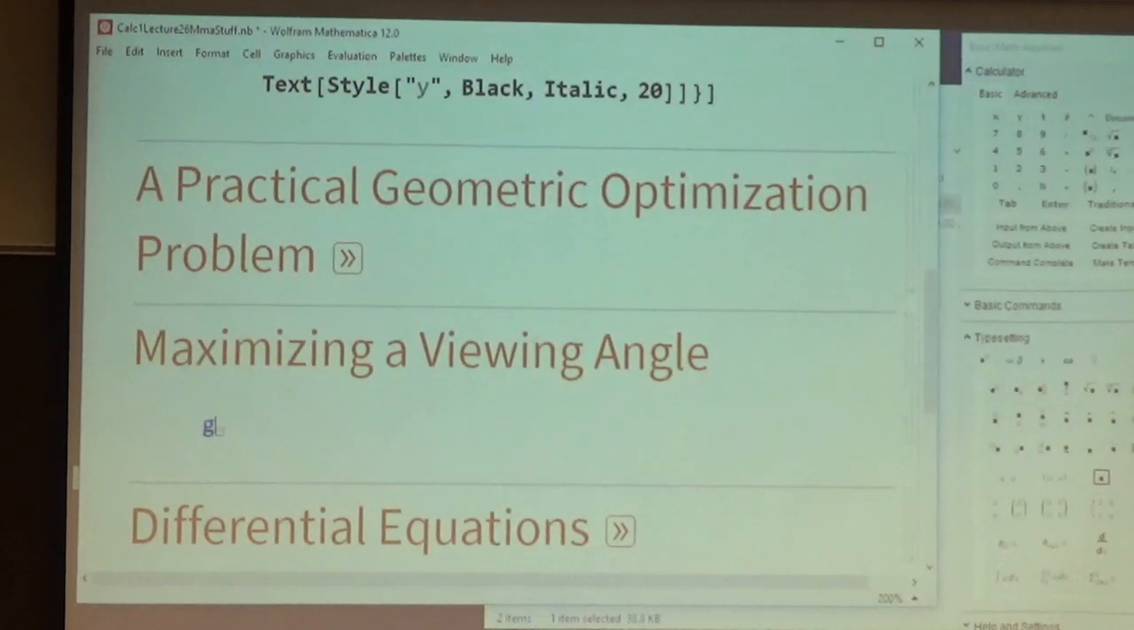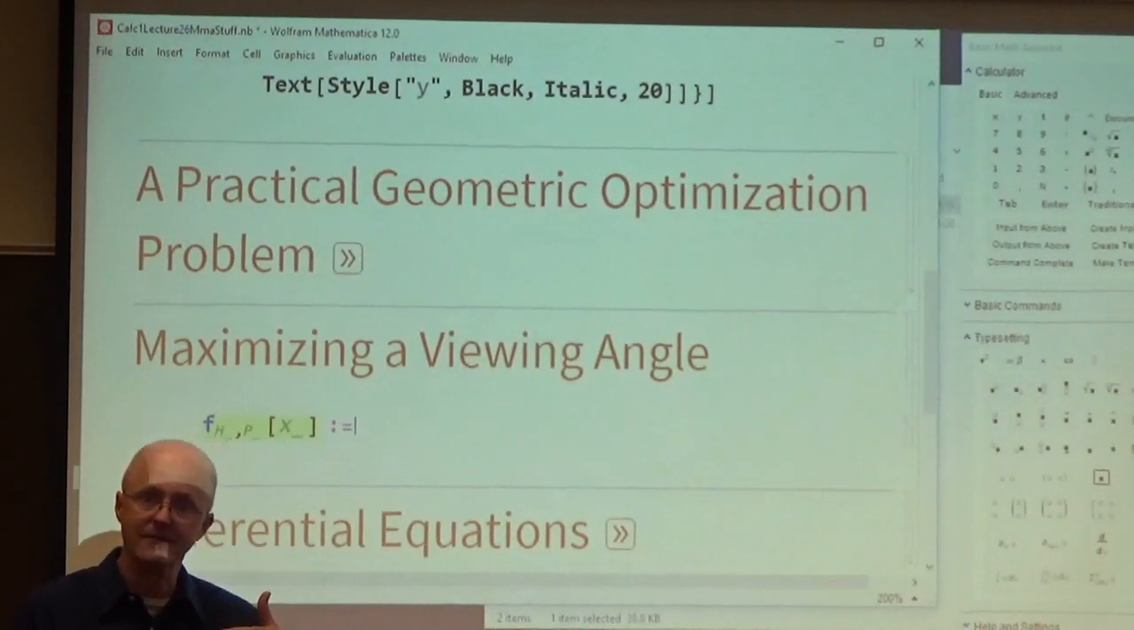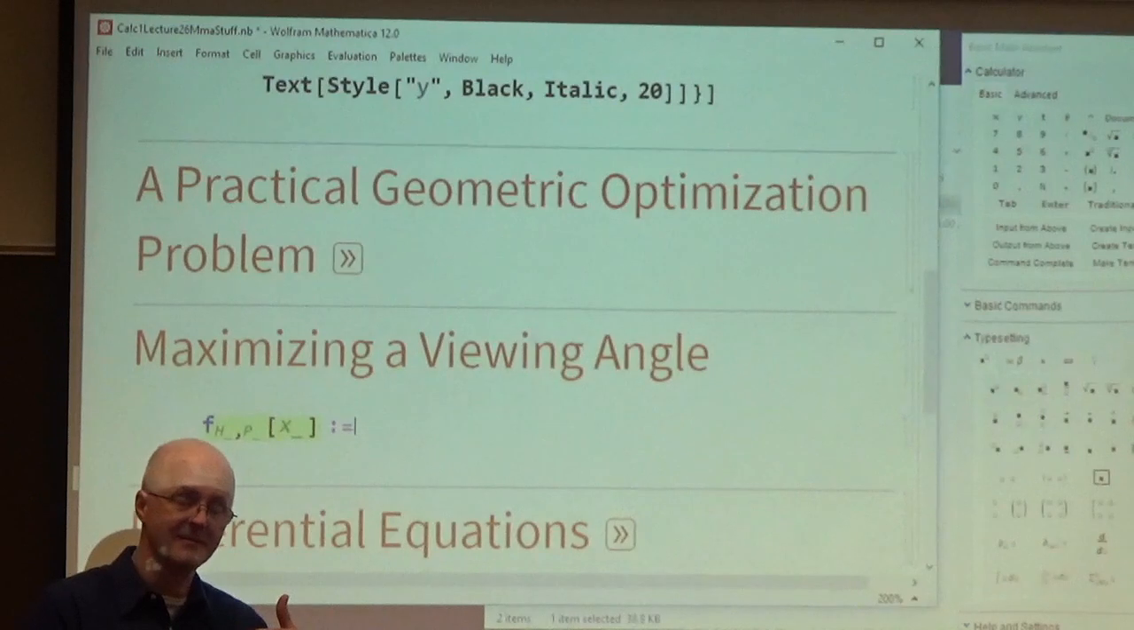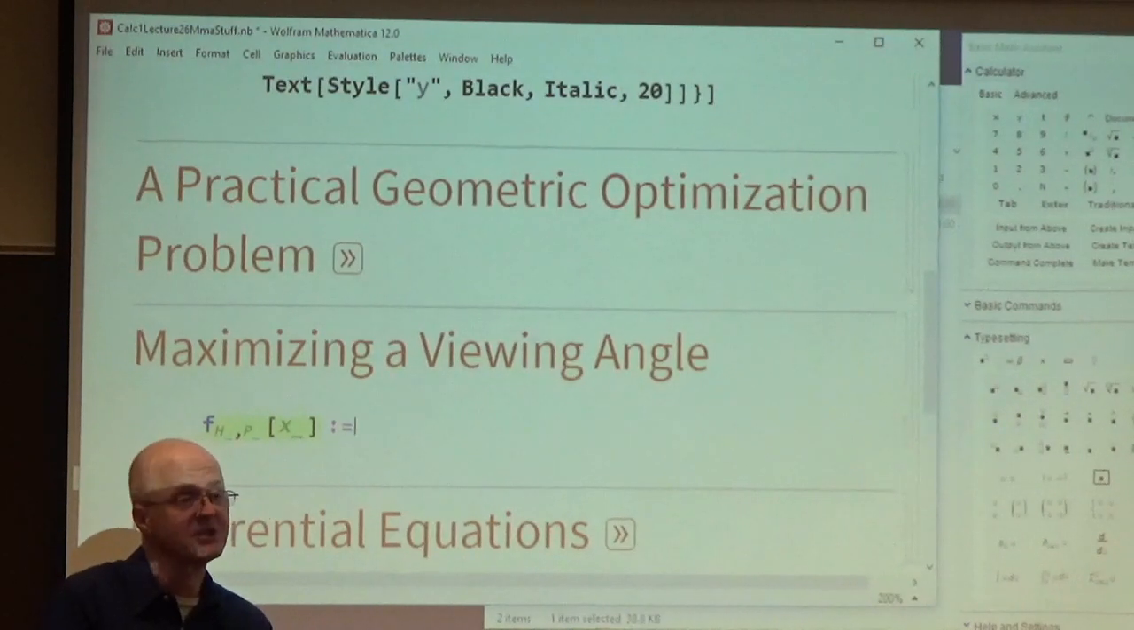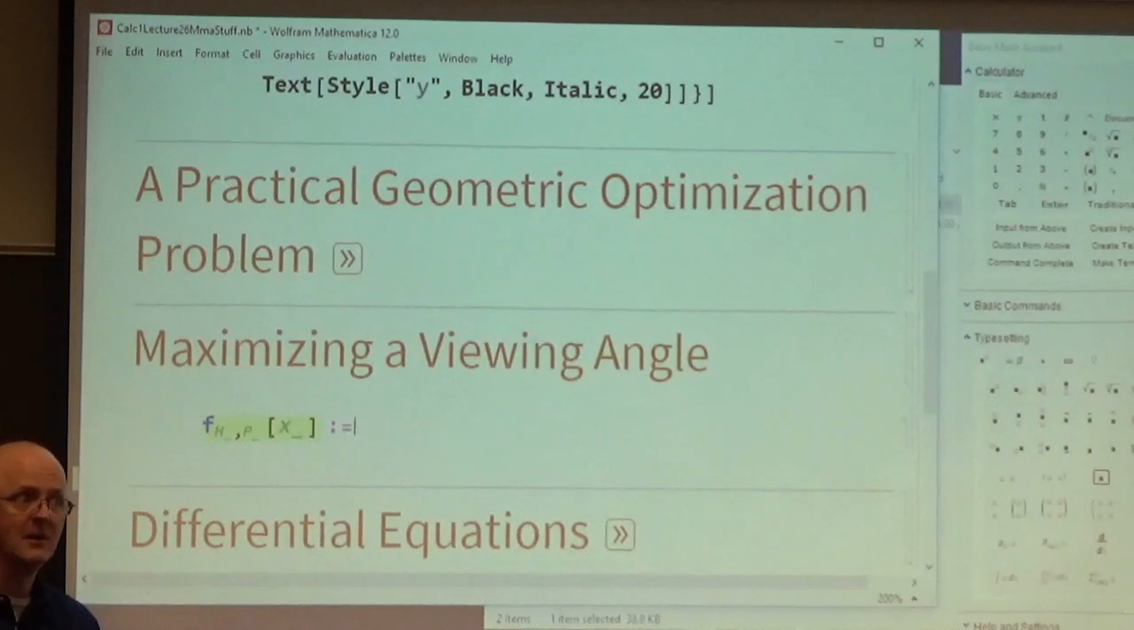I can go f sub h comma p. I need underscores after the h and the p. Tab over to x underscore. I am thinking of h and p as being constants, but they could change ultimately if I make an animation, so Mathematica needs to be programmed to think of them as variables, and so I need underscores when I first define it. Don't use the underscores after that.